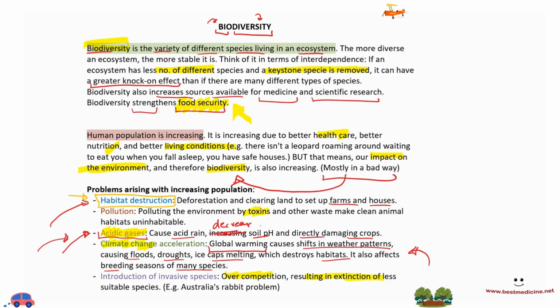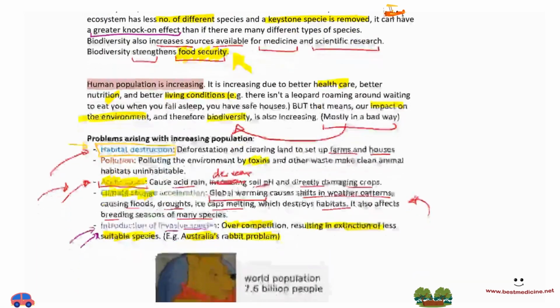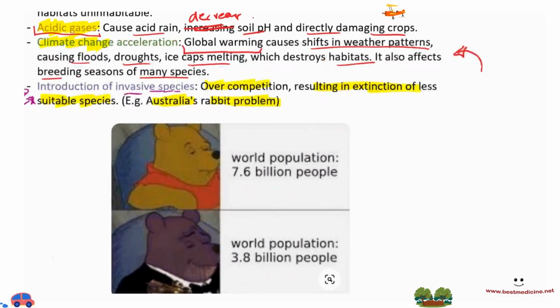Over-competition resulting in extinction of less suitable species. For example, Australia's rabbit problem. With the increase in population, we eventually explore different areas, and when we explore more areas that are more sort of untouched, we bring in different kinds of species there, and those species that we bring in could by chance be invasive species, and they can very easily proliferate there, affecting the original species living there.